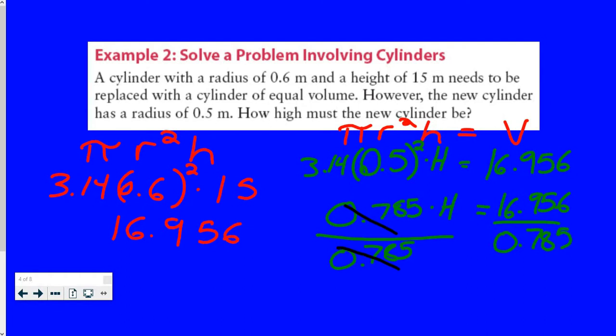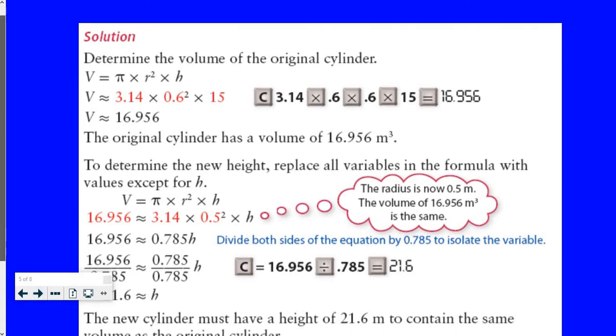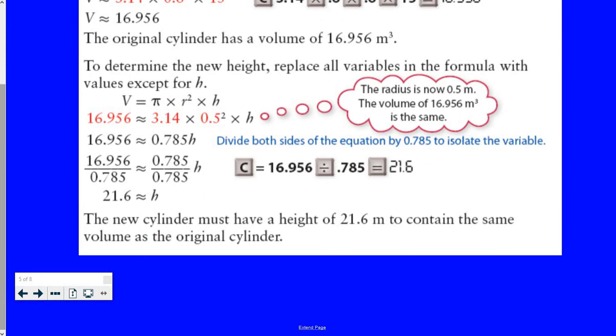And we find that 16.956 divided by 0.785, the height will equal 21.6 meters. So that's your answer. I hope you did that at home and followed along. So again, when we scroll down, 21.6, which is what we found on the other when we did it. Sorry, just dropped my calculator. That's fun times.